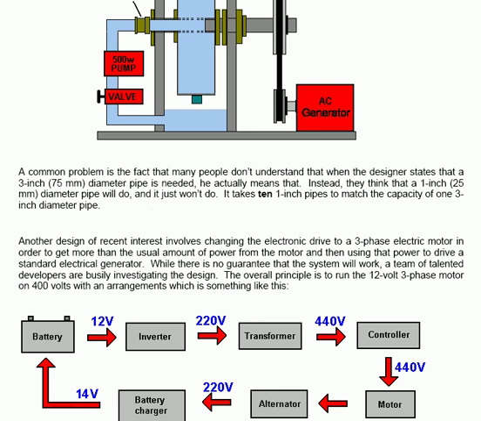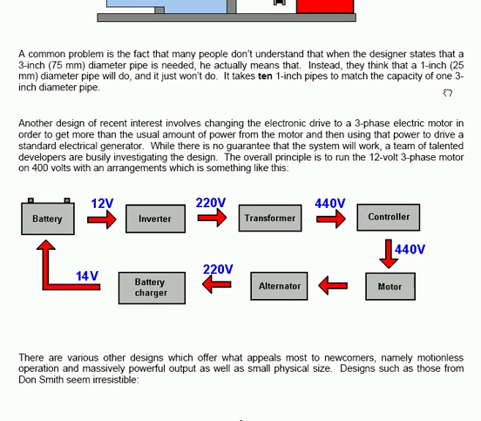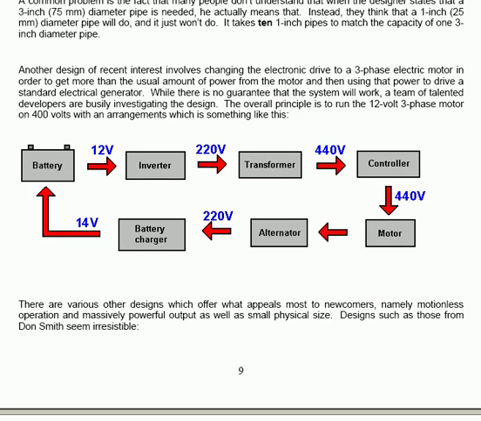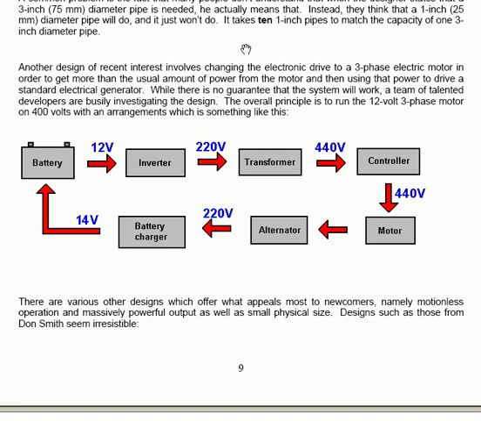Another design which is of considerable recent interest involves changing the electronic drive to a 3-phase electric motor in order to get more than the usual amount of power from the motor, and then using that power to drive a standard electrical generator. While there's no guarantee that the system will work, a team of talented developers are busily investigating the design. The overall principle is to run a 12-volt 3-phase motor on 400 volts with an arrangement that is something like this.